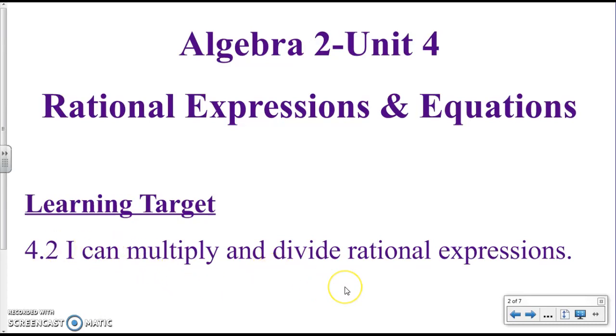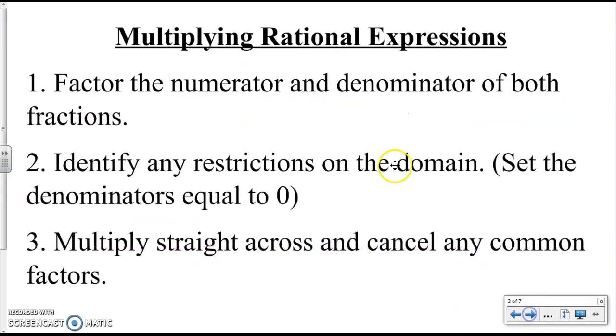Multiplying and dividing rational expressions is very similar to what you did with simplifying rational expressions. There's just an added step with multiplying or dividing, which really doesn't change much. Let's go ahead and talk about the steps. First, we're going to factor the numerator and denominator of both fractions like we did when we were simplifying. And then we need to find restrictions on the domain. And then you're going to start canceling right away for multiplying. Dividing is a little different, so we'll talk about that in a second.